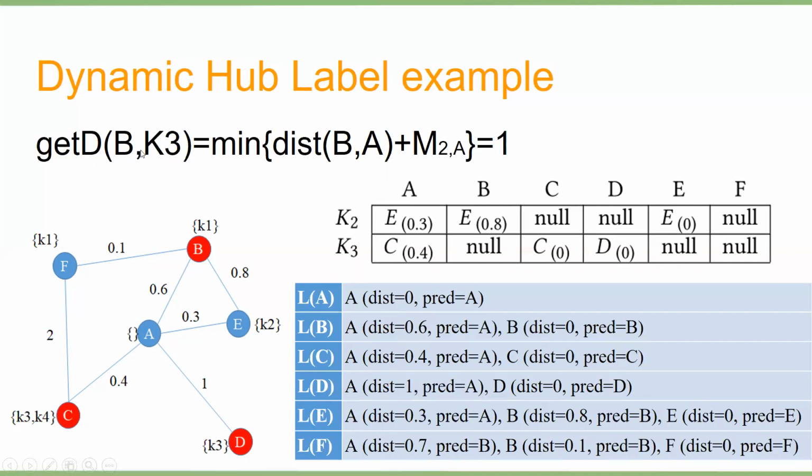In contrast, if we don't use dynamic hub label, we need to first get the distance between B and C and the distance between B and D. You can see the label of B is scanned twice. Now we only scan it once.